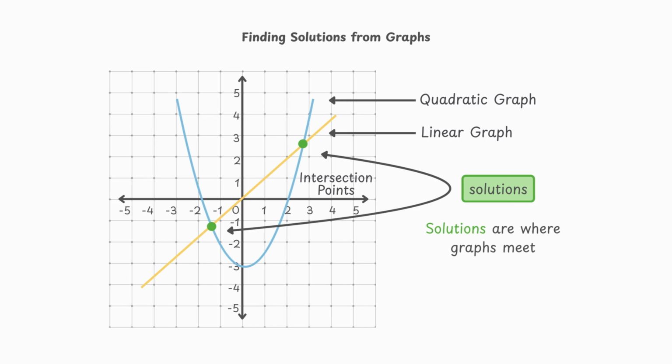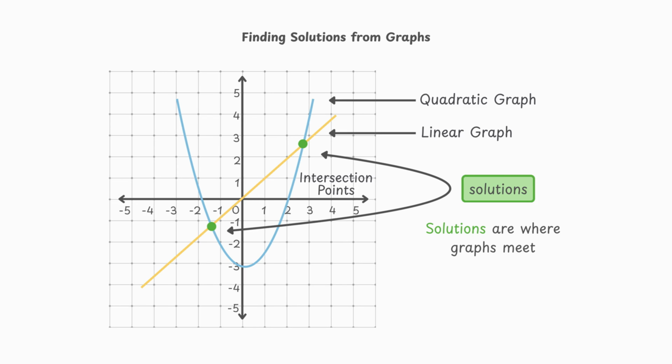To do this using a graph, we represent each side as a graph. The curved graph represents y equals x squared minus 3x minus 1. The straight line represents y equals x minus 2. Now, the solutions occur where these two graphs meet. So look carefully at the points of intersection. We can see 2 points where the curve and the line cross. One point is on the left side of the graph. The other point is on the right side.